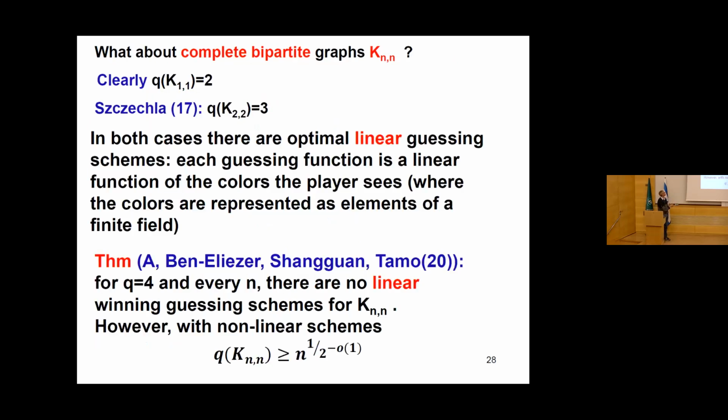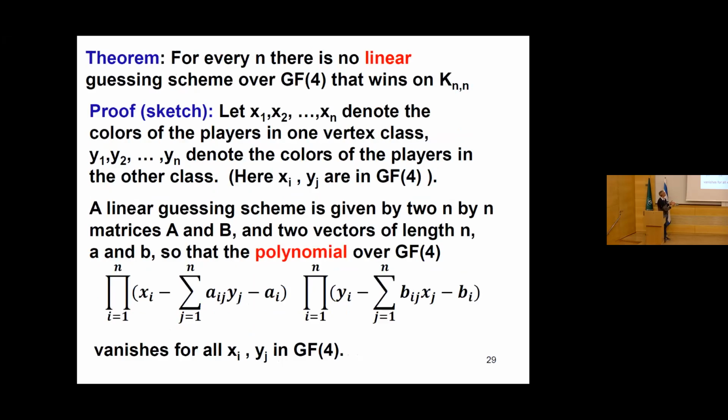And one thing that can be shown, and this is in our paper, is that already if the number of colors is 4, then for arbitrarily large bipartite graphs, there are no linear guessing schemes that will work, although with nonlinear guessing schemes, they will work even if the number of colors is roughly square root 10.